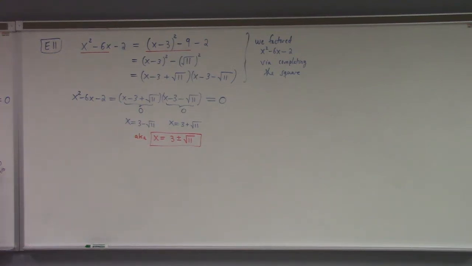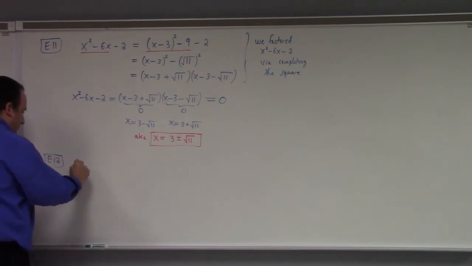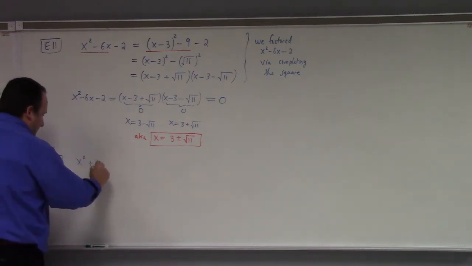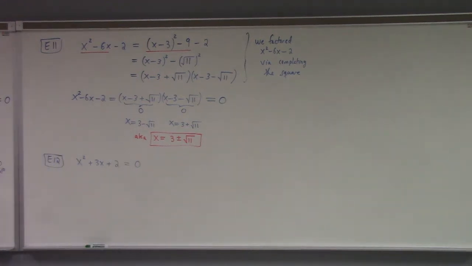So, the easier example I was advertising. How about this? What if we're solving x squared plus 3x plus 2 equal to 0? Do we need to use completing the square? Do we need to use the quadratic formula? I don't think so. We just factor this thing.